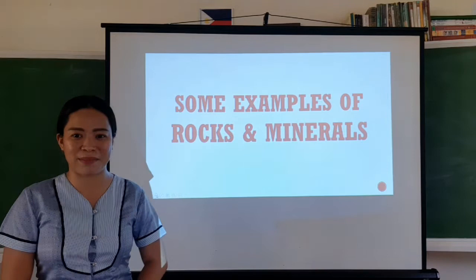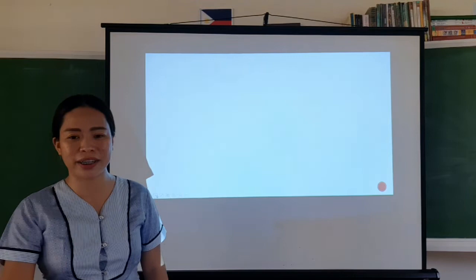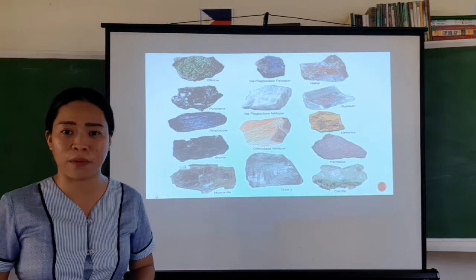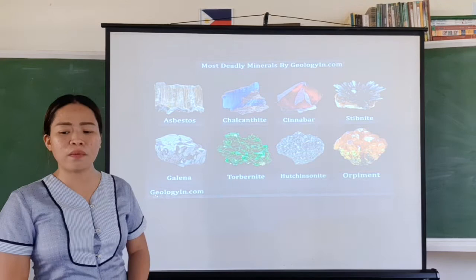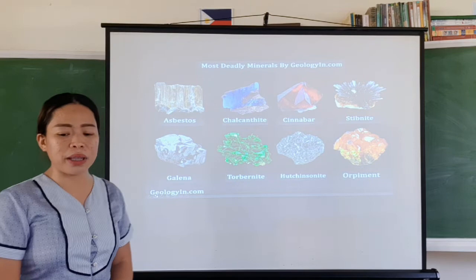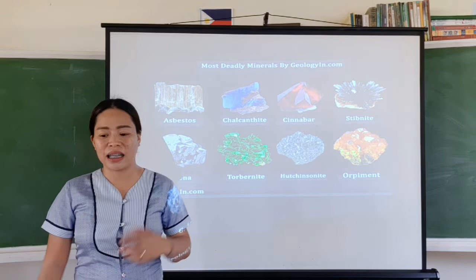Okay, let's have some pictures of the different rocks and minerals that can be found all over our planet. We have olivine, pyroxene. Look at the different properties of these minerals. We also have, according to geologyin.com, the most deadly minerals, including asbestos, cinnabar, stibnite, galena, torbernite, and orpiment.